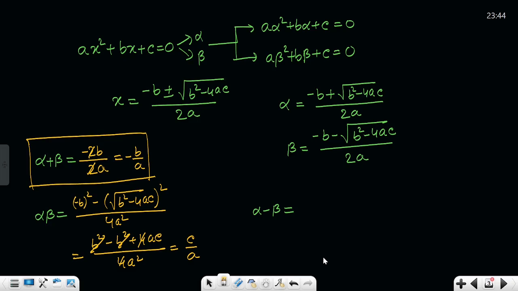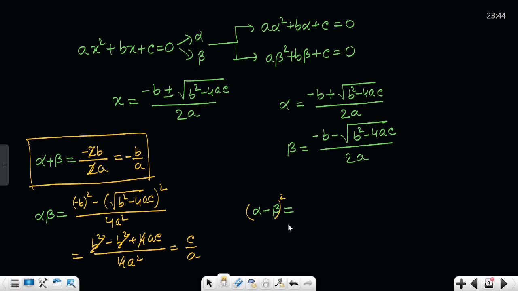So how will we do it? We will use the alpha plus beta and alpha beta values to find alpha minus beta. Or you can put the values also. Okay, no problem. So let's find it. To find alpha minus beta, first we will find the value of its square.